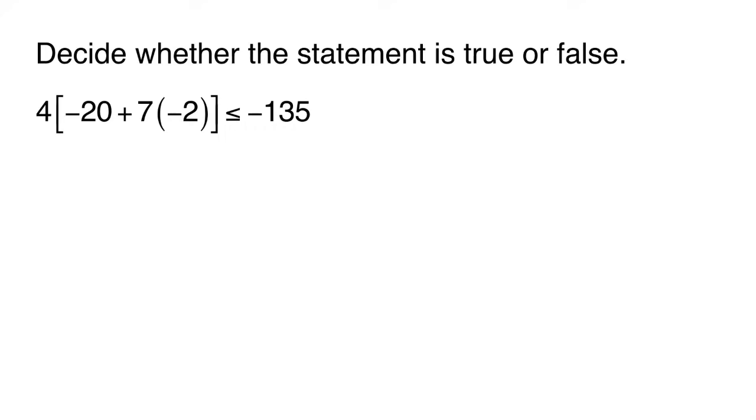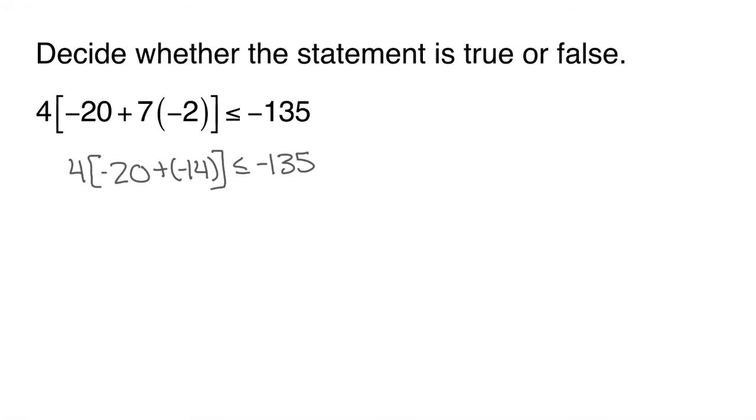To do that, we'll follow the order of operations, working inside the grouping symbols first and performing the multiplication first. We have 4 times the quantity negative 20 plus 7 times negative 2, which is plus negative 14, is less than or equal to negative 135. Now we add inside the grouping symbols.